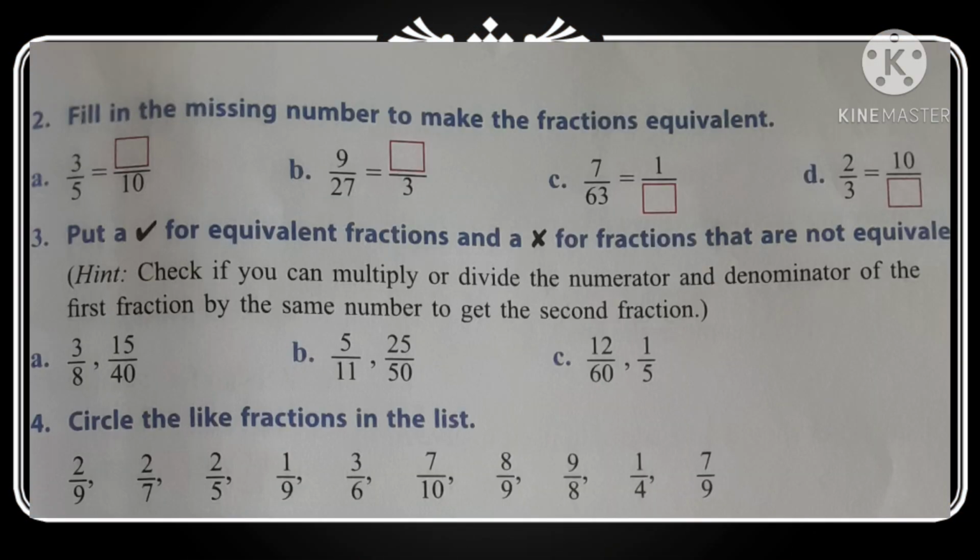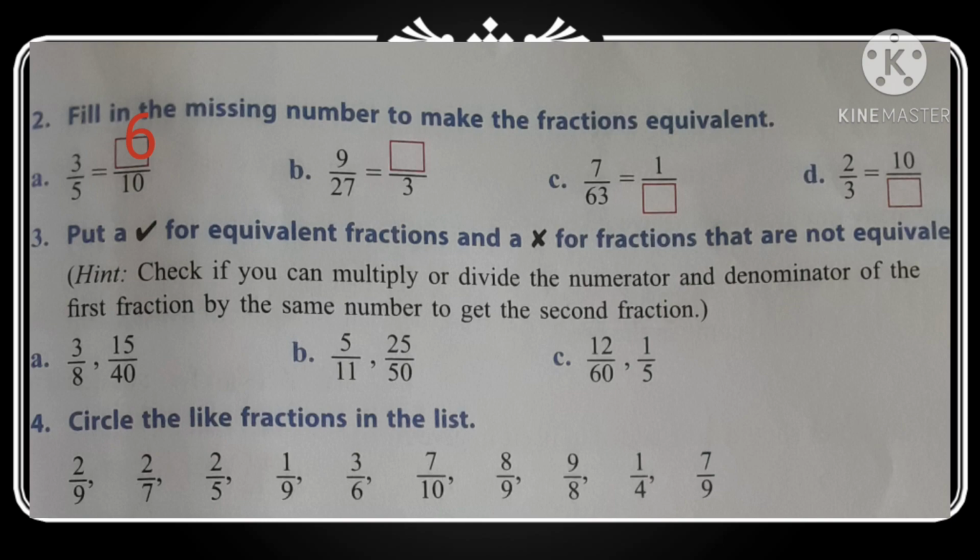Fill in the missing number to make the fractions equivalent. 3 by 5 is equal to dash by 10. We can see that 5 is multiplied with 2 to get 10 in the denominator. So 3 also should be multiplied with 2 to get the numerator as 6. So the missing number is 6.